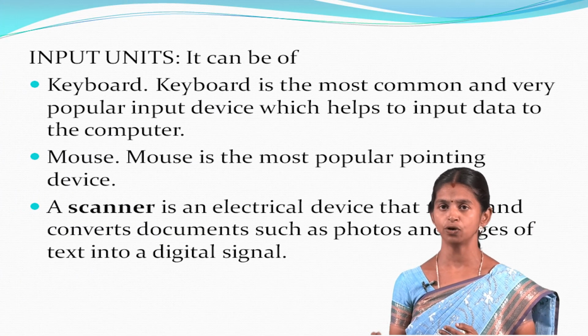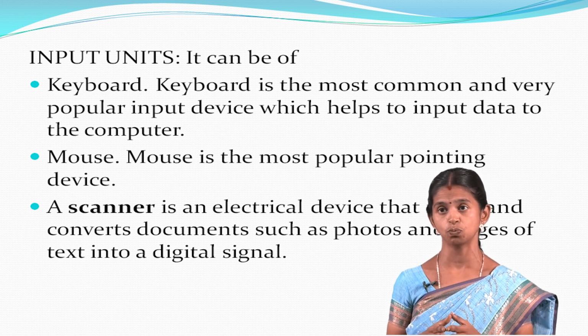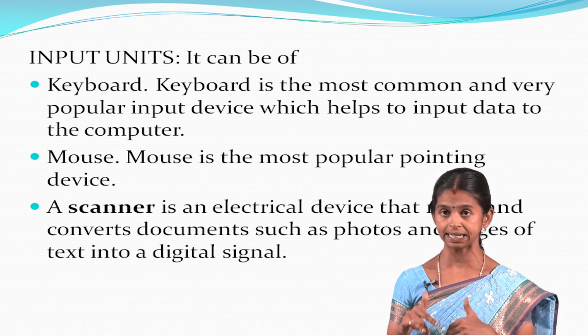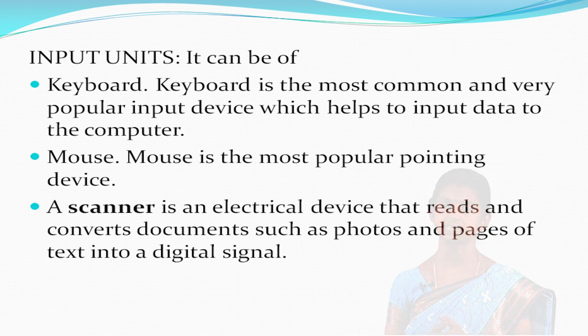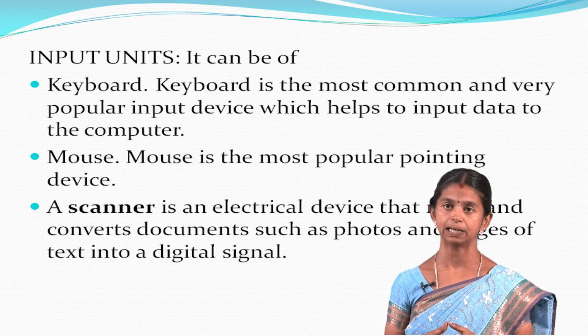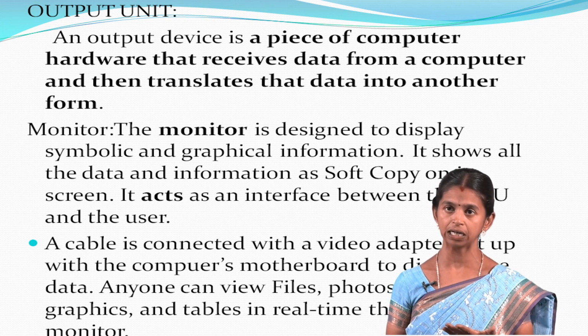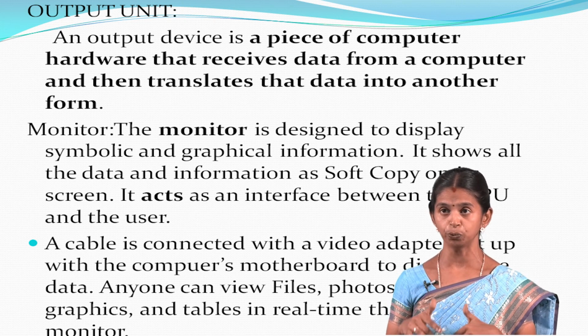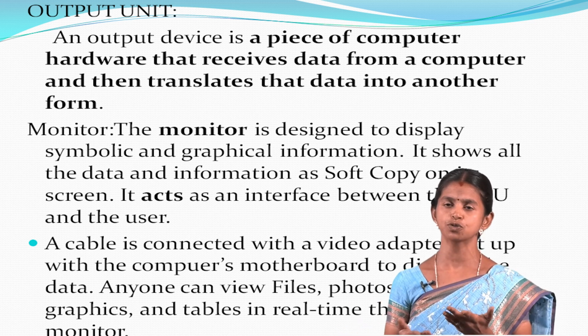Input units. It can be a keyboard. Keyboard is the most common and very popular input device which helps to input data to the computer. Mouse. Mouse is the most popular pointing device. Scanner. It is an electrical device that reads and converts documents such as photos and pages of text into a digital signal. Output unit. An output device is a piece of computer hardware that receives data from a computer and then translates the data into another form. Output types are monitor.